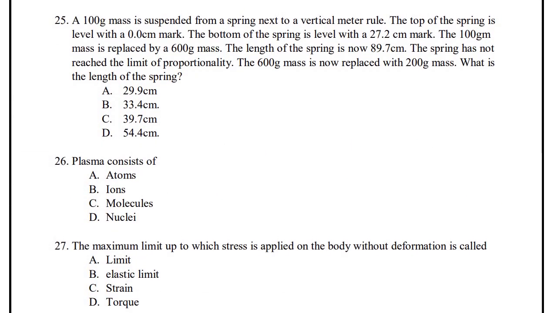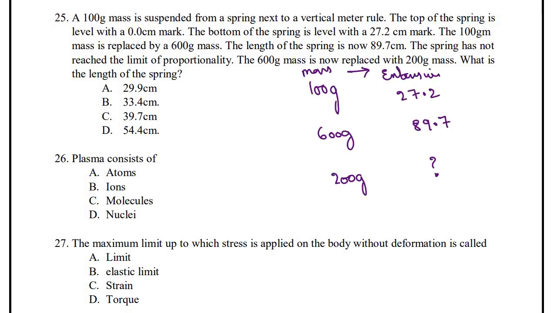Let's see question number 25. A 100-gram mass is suspended from a spring next to the vertical meter rule. The top of the spring is leveled with the 0 mark. The bottom of the spring is leveled with the 27.2 mark. The 100-gram mass is replaced with a 600-gram mass. The length of the spring is now this 89.7. The spring has not reached the limit of proportionality. The 600-gram mass is now replaced with 200 gram mass. What is the length of the spring now?